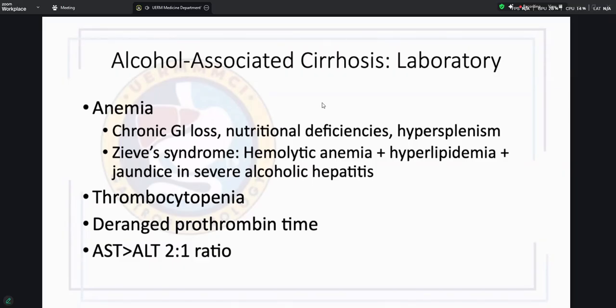This is a transient metabolic and hematologic complication of alcohol-induced liver injury with a triad of hemolytic anemia, hyperlipidemia, and jaundice. Platelet counts are often reduced early in the disease, and this is reflective of portal hypertension with hypersplenism. Prothrombin time is often prolonged and does not usually respond to administration of parenteral vitamin K. And the AST and ALT are usually elevated with a 2:1 ratio.